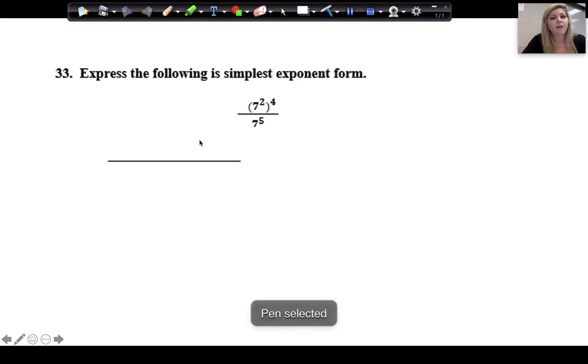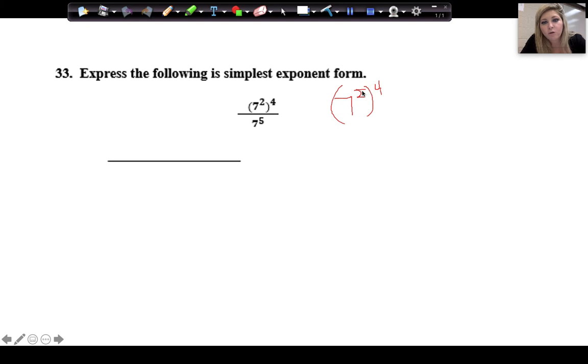Okay, express the following in simplest form. Anytime we have an exponent taken to an exponent, you multiply your exponents together. So 2 times 4 is 8, so now we have 7 to the 8th power over 7 to the 5th power. And now we are dividing exponents with the same base, we subtract our exponents. So 7, and then 8 minus 5 is 3, so 7 to the 3rd power. And it wants it in exponential form, so that's going to stay 7 to the 3rd power.